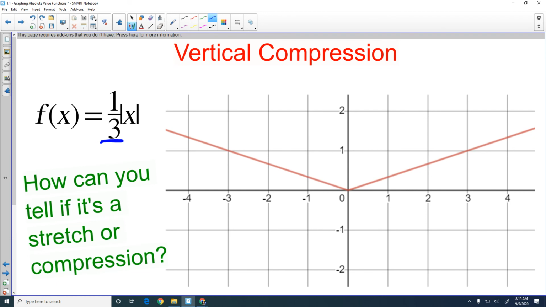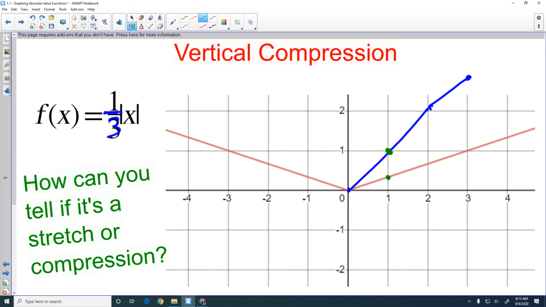So if I think of any of these points, the original points on that parent function, (1, 1), (2, 2), (3, 3), I'm taking the height of each one of those points and I'm taking 1/3 of it. It's like I'm dividing them by 3. That's kind of what this fraction in front does, right? It's saying take that number and divide it by 3. Take 1/3 of it.